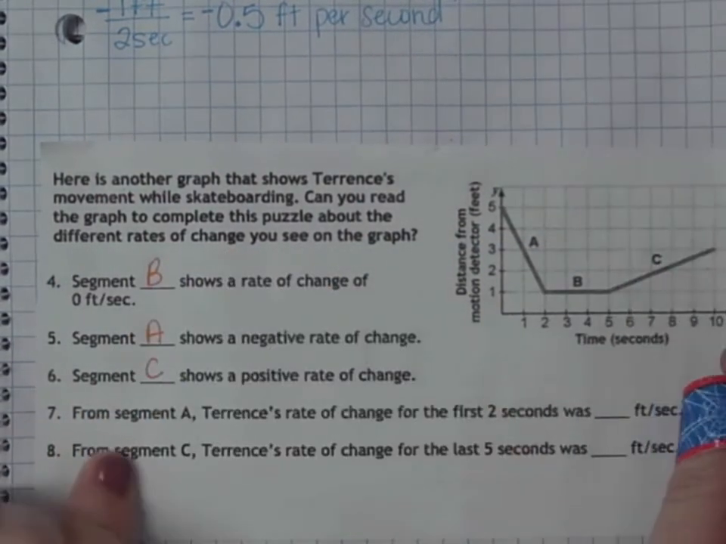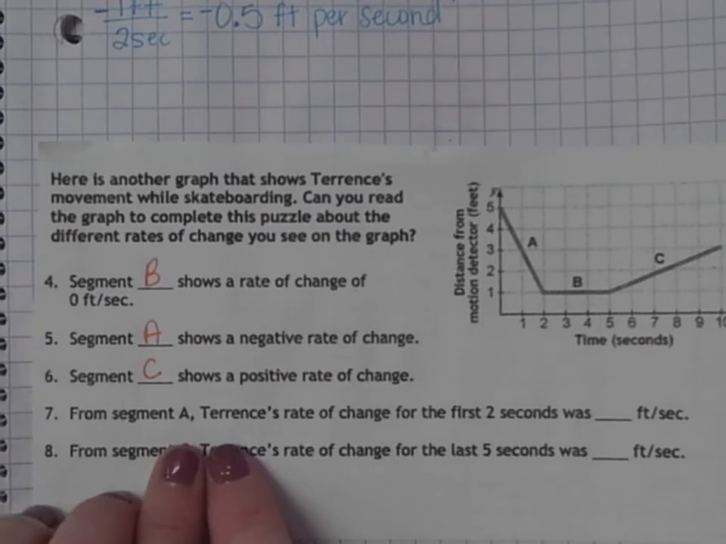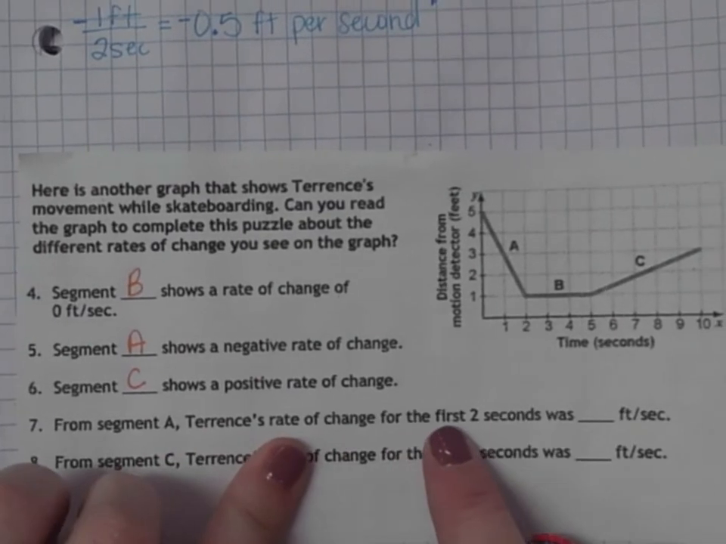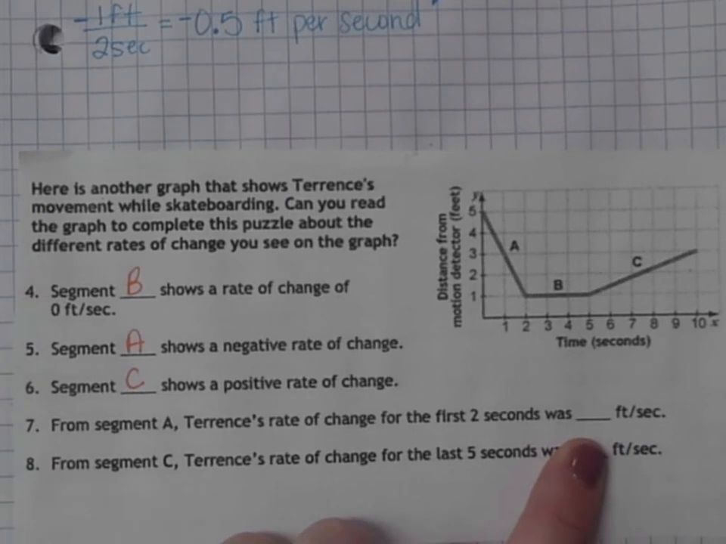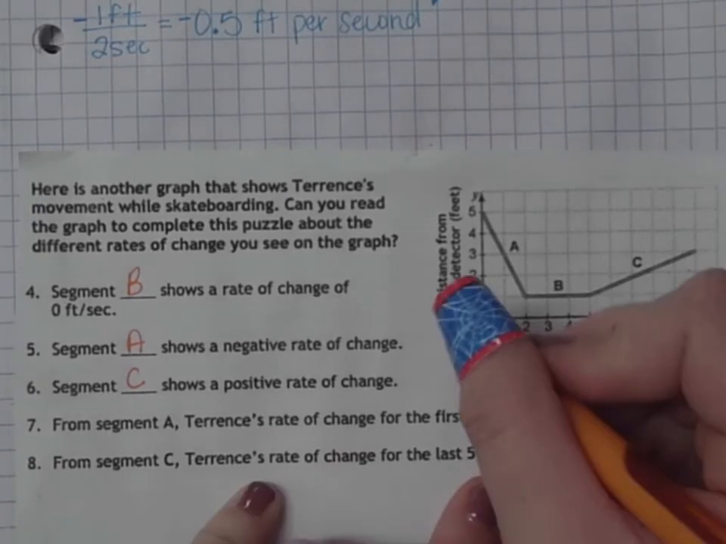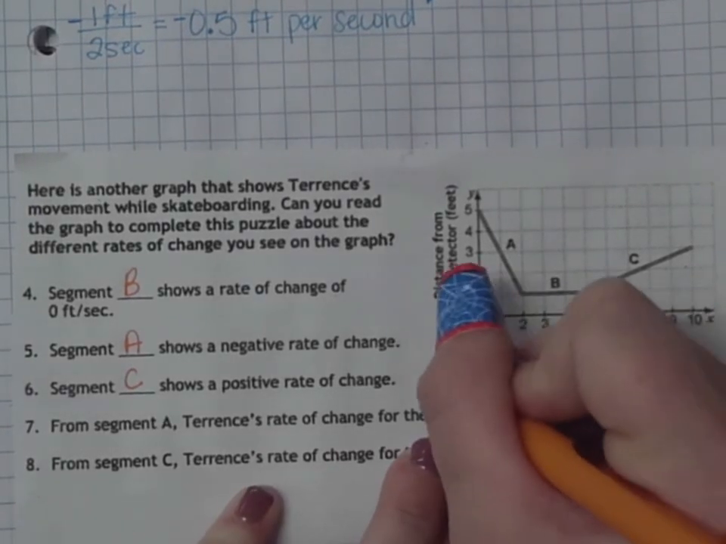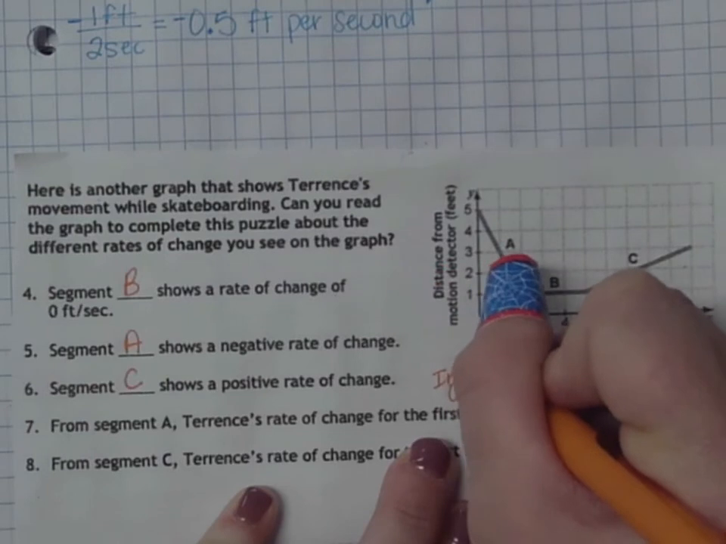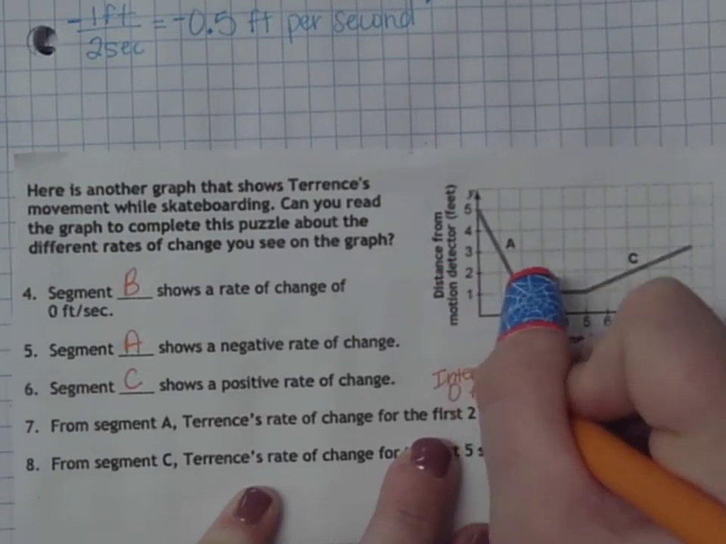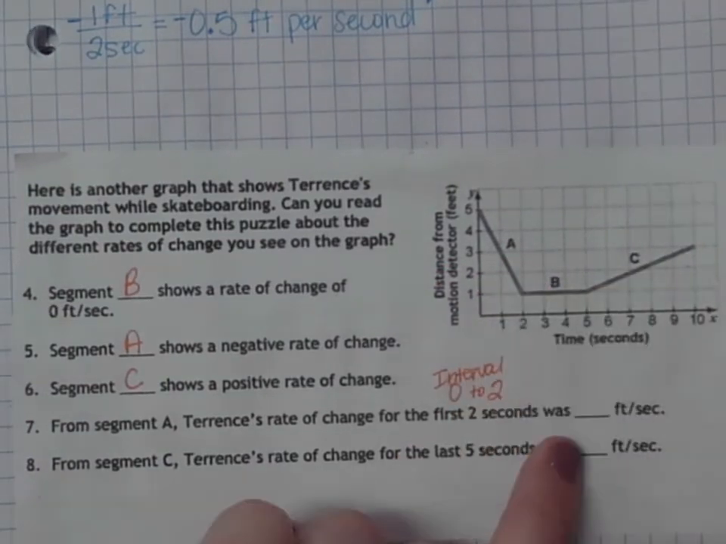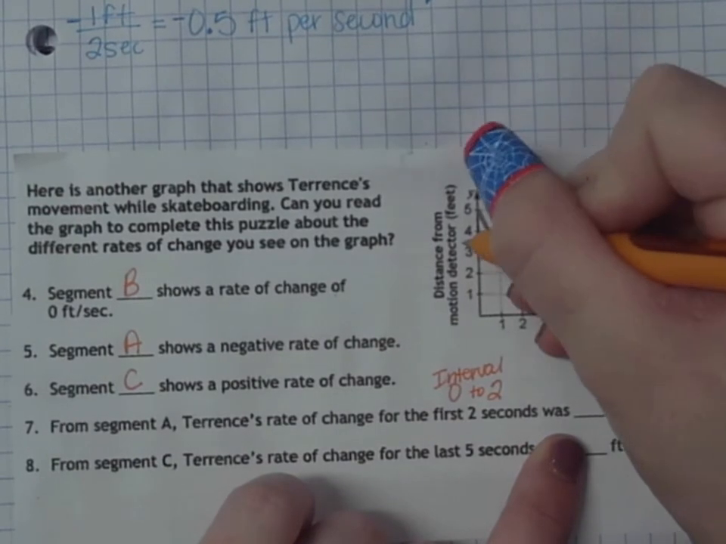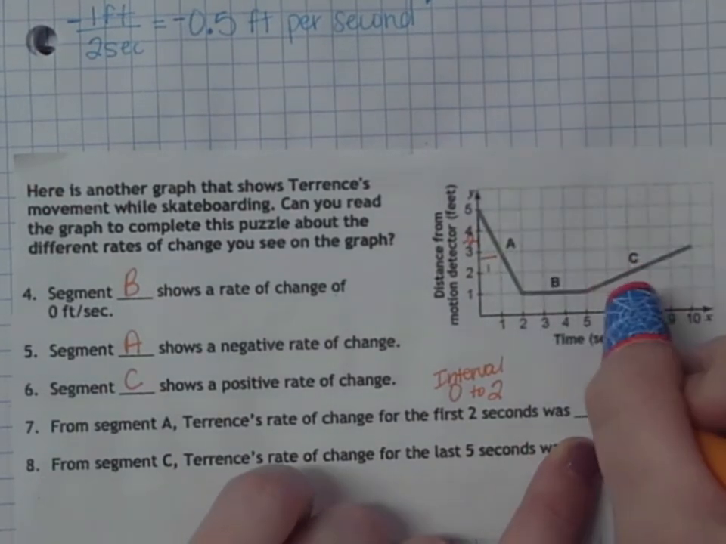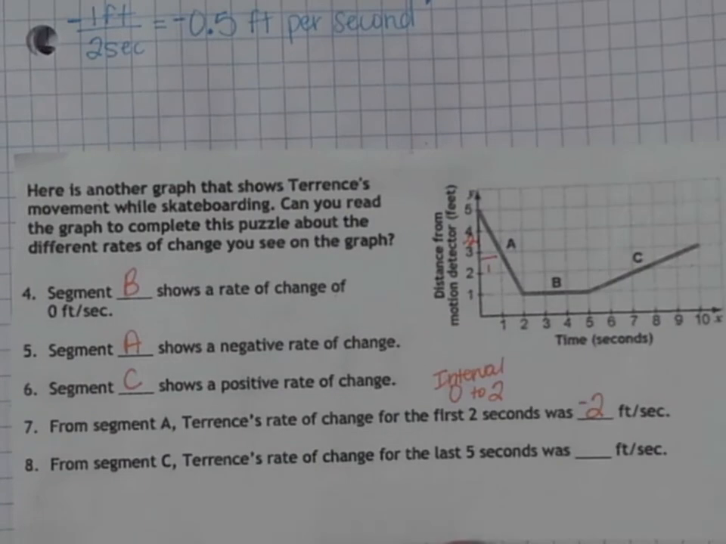That would be C. From segment A, Terrence's rate of change for the first 2 seconds was blank feet per second. So for the first 2 seconds, we also call this from an interval. So from 0 to 2, his rate was going down 2 over 1. So that would be -2 feet per second.